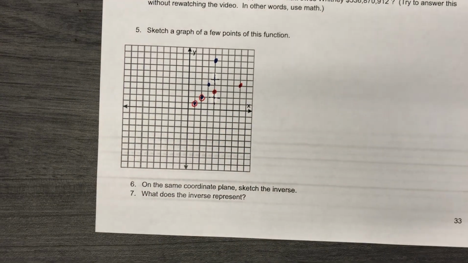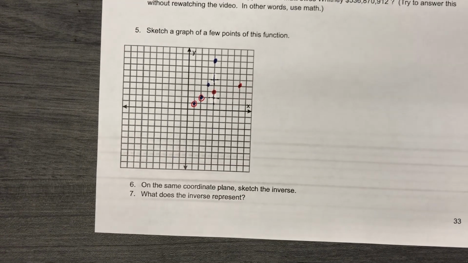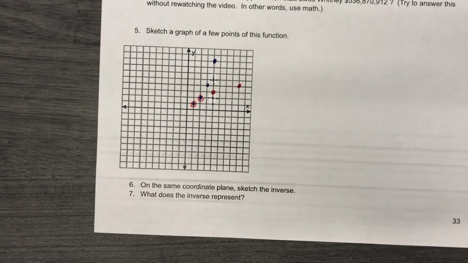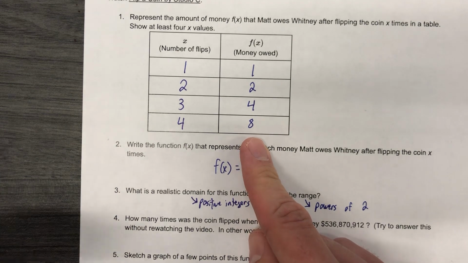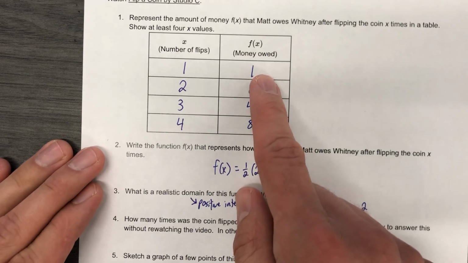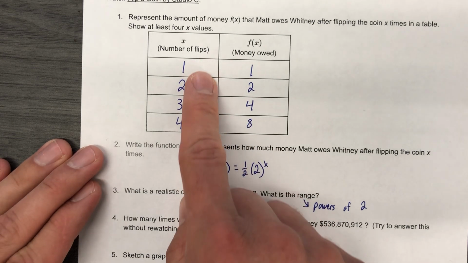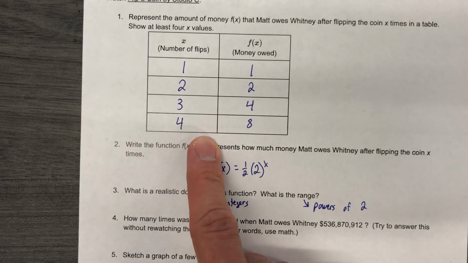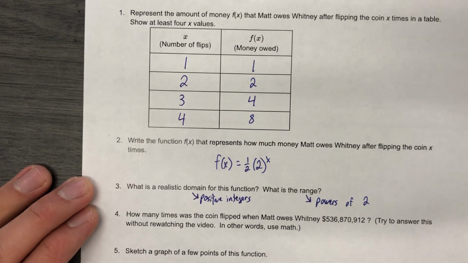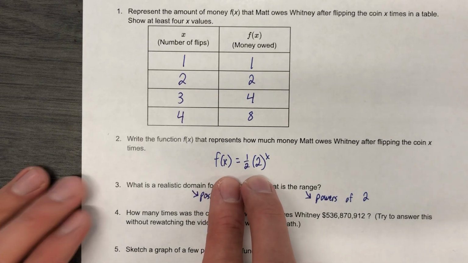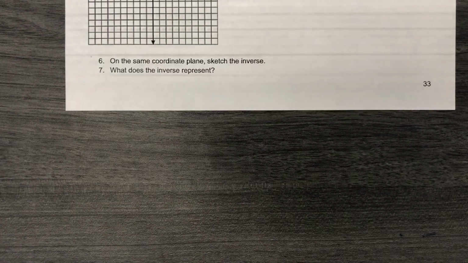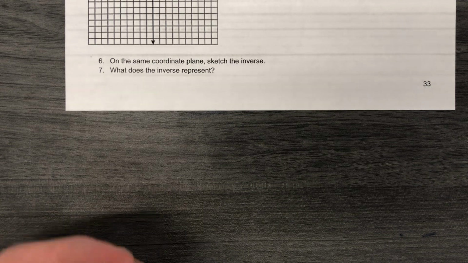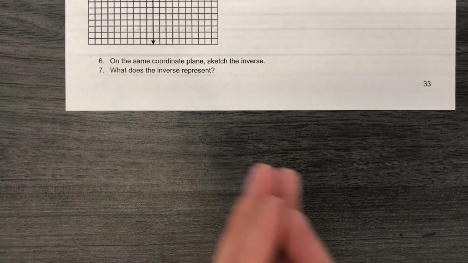And then it says, what does the inverse represent? Okay, the inverse is going to basically be the opposite of this sentence. The number of flips determines how much money Matt owes Whitney. So now when I'm dealing with the inverse, when I am given how much money Whitney is owed, I'll be able to determine how many times Matt flipped the coin. That's what the inverse would be. Now, we're not asked to find the inverse. That would involve some things that are in the next lesson. But I do want to go ahead and just start articulating what this would be. So let's write that out. The original function, which I'm not going to write out, is when given the number of flips, we can determine how much money is owed.